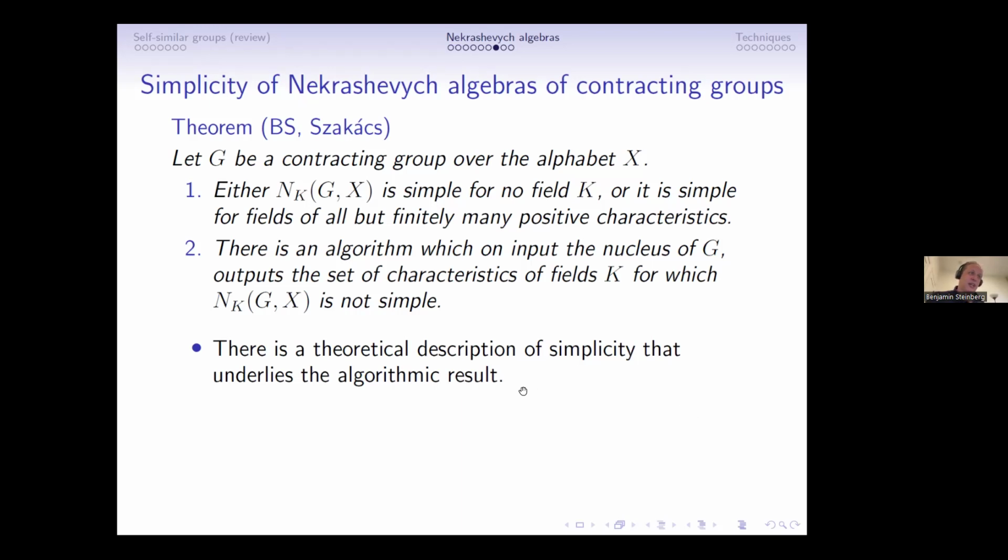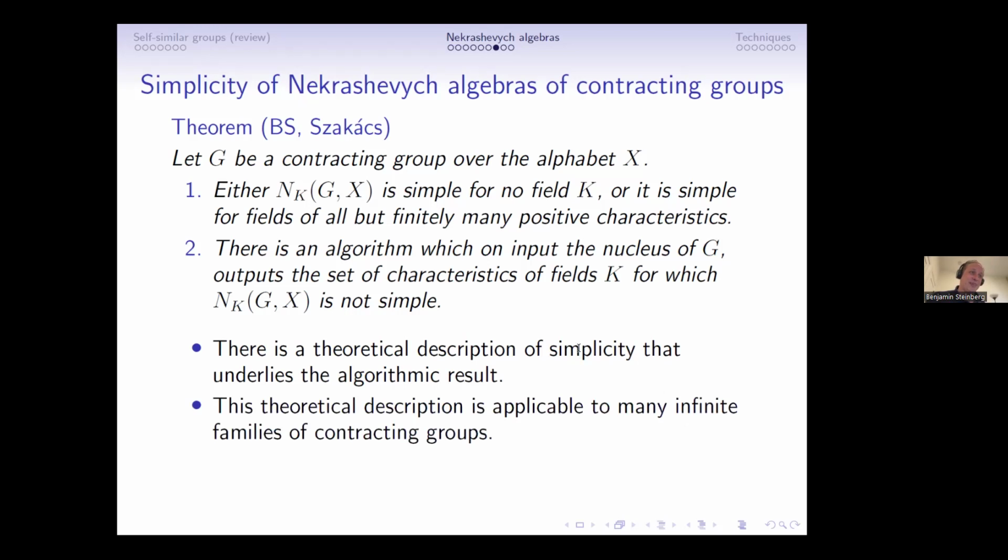So there's a theoretical description which underlies the algorithmic result, and this theoretical thing is often usable in practice. If you hand me an infinite family of examples, like unique groups, then we can tell you what the answer is. Obviously, you can't run an algorithm on an infinite family of examples, right? But we also understand what's going on. The algorithm is one thing, but we actually have a theoretical description that we can use to prove results.